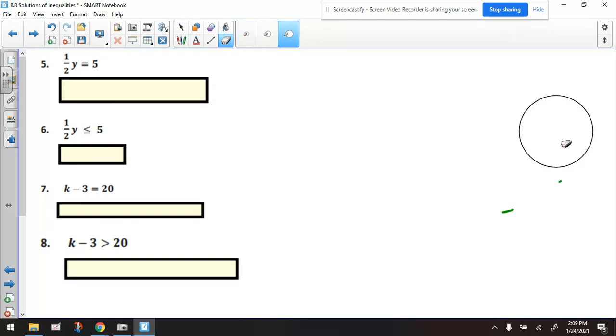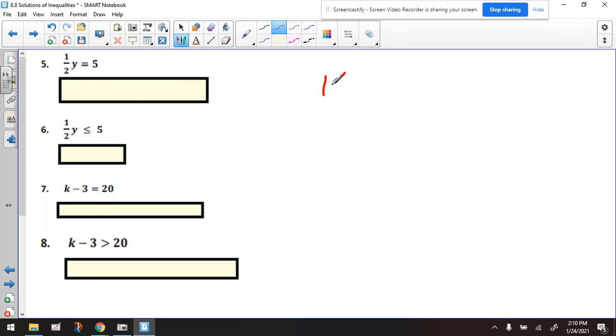All right, so numbers 7 and 8, let's first explore how you solve this equation, which is k minus 3 equals 20. We would approach this by applying our inverse operation. So you ask yourself, what's happening to the variable? It's being subtracted by 3. What's the opposite of subtract by 3? It's to add 3, and we have to do that to both sides of the equation to keep it balanced.